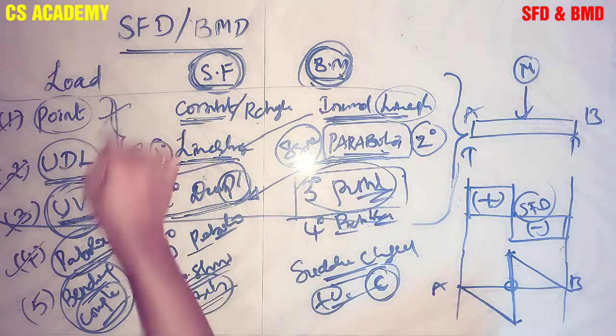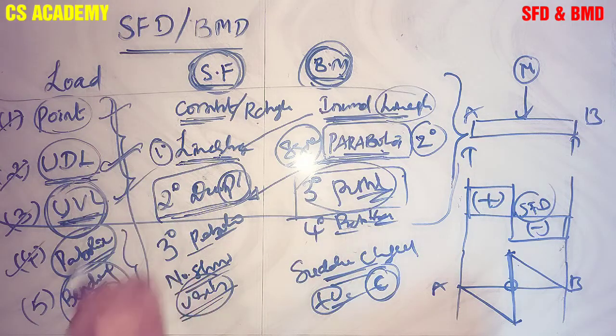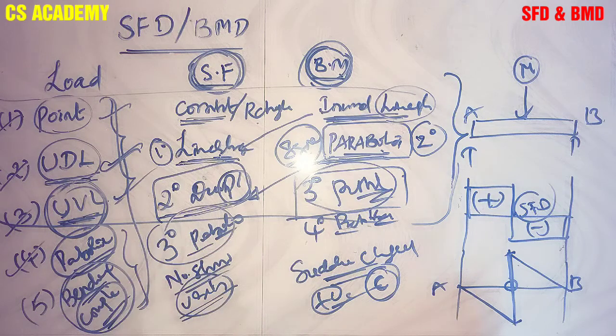These are the basic things. And two more: a parabolic load and a bending couple acting on the beam. For the parabolic load, the shear force variation is a third degree parabola, and the bending moment distribution is a fourth degree parabola.